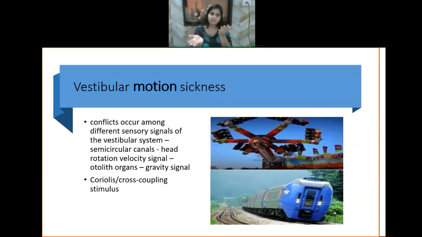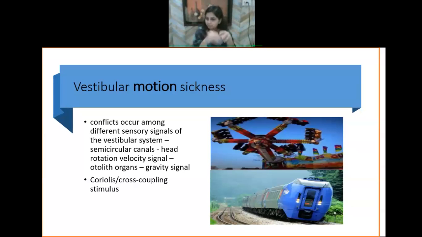So for example, my head is like this. My semicircular canal is telling me that my head is tilted to the left side. But my saccule and my utricle are telling me my head is tilted to the right side. My brain gets confused and makes me vestibular sick.